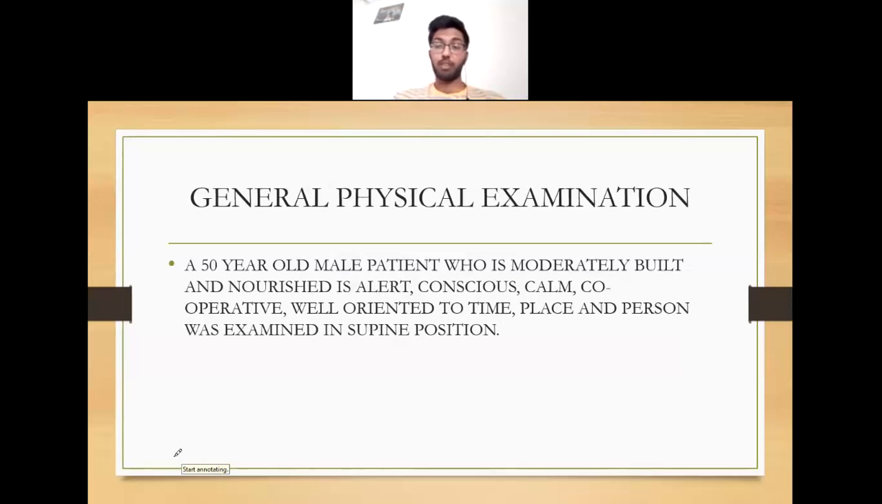Who is moderately built and nourished. What are the age groups you will tell? It can be an infant, a child, an adult, a middle-aged male, or an elderly. Adolescent you left already. Yes sir, adult, adolescent.